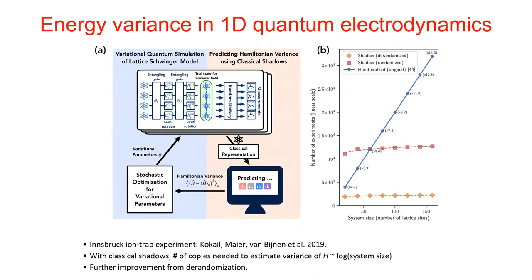So we've done a lot of numerical experiments and applications to quantum data to see that the classical shadow method is more efficient than some of the previously used methods for making predictions about quantum systems. Here's an example from an experiment done a few years ago by a group in Innsbruck, which were using a 20-qubit ion trap quantum computer. They were trying by a variational method to find properties of low energy states in a certain system. It's a model of electrodynamics in one spatial dimension.